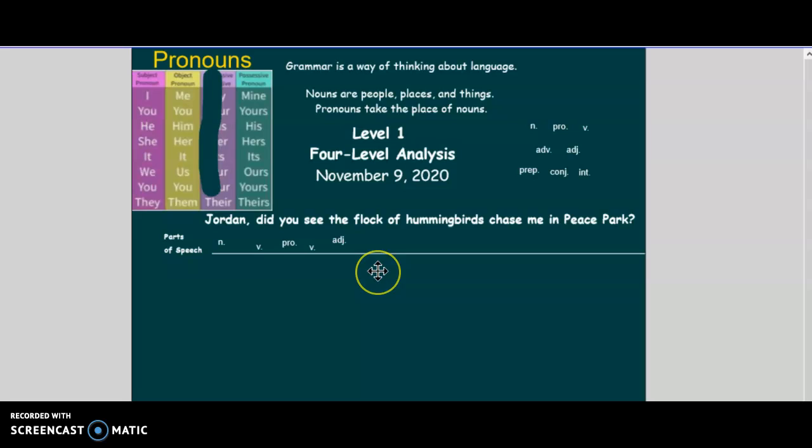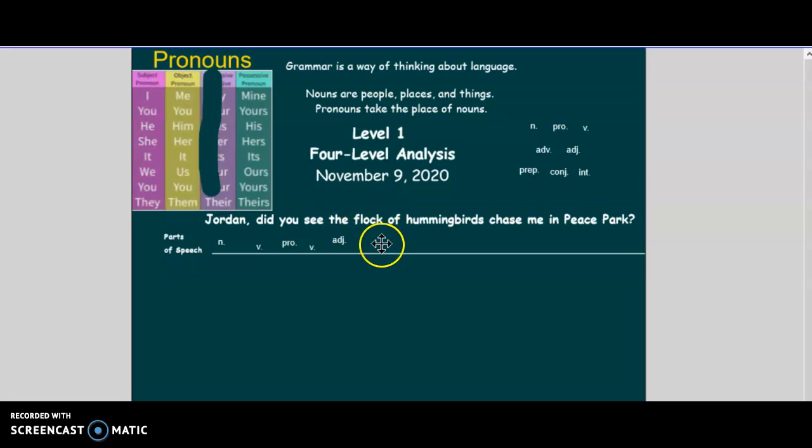How about flock? Jordan, did you see the flock of hummingbirds? Is flock a person? No. Is flock a place? No. Is flock a thing? Here, yes. Flock is a thing. It is a group of birds, right? That makes it a thing. If it's a thing, it has to be a noun. If you're not sure if it's a pronoun or not, until you get the pronouns memorized, because there's not that many, you really can memorize them, you could always look.